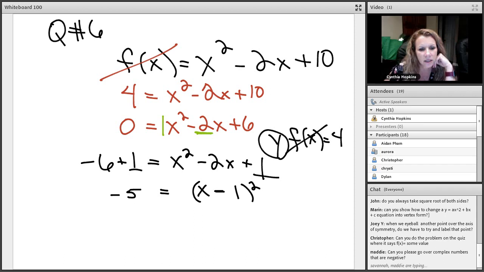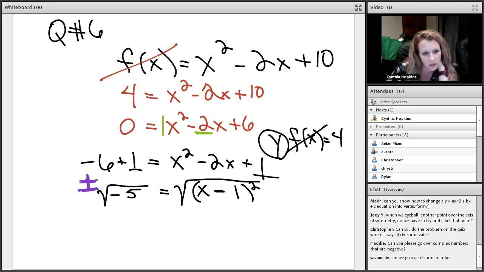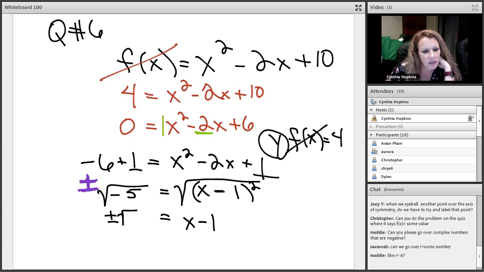All right, I'm going to take the square root of both sides, and I'm going to do a beautiful kind of purpley fuchsia looking color. And write, don't forget plus or minus. You're taking the square root of both sides of a quadratic equation. You cannot forget the plus or minus. Okay, so on this right side, the square and the square root cancel, so I get x minus 1. On this left side, I get plus or minus the square root of 5 times i.